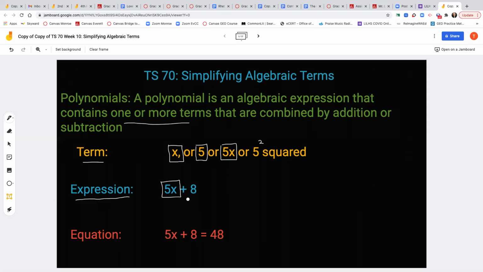I've got 5x, that's considered a term because they're combined, they're next to each other. And 8 is a term, okay? So this is 2 terms. This is a polynomial that has 2 terms. And that's the basic idea. A term could also be, by the way, a constant. You might want to write this down in your notes here. A constant equals any number. Basically, it's a number.